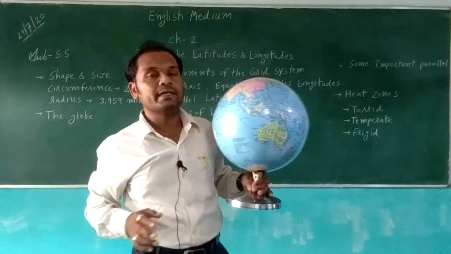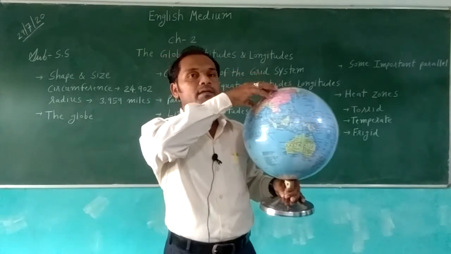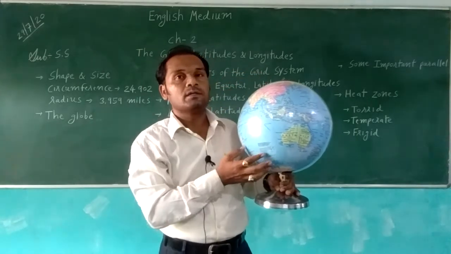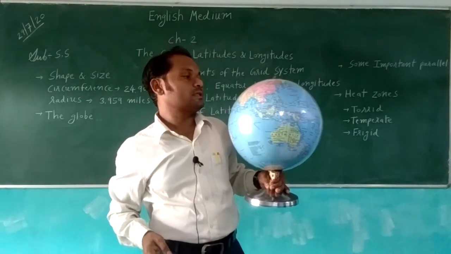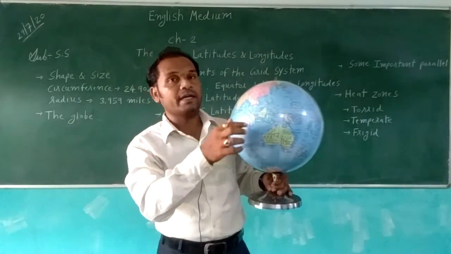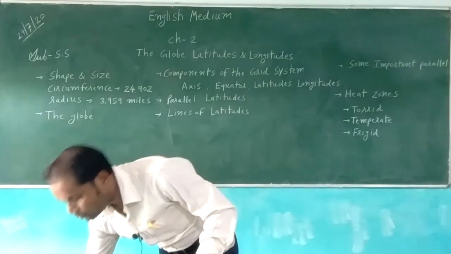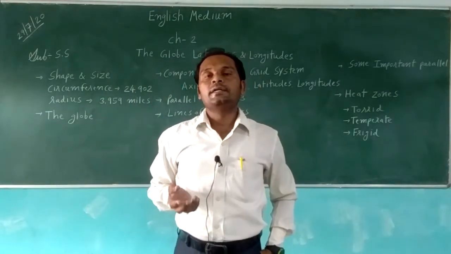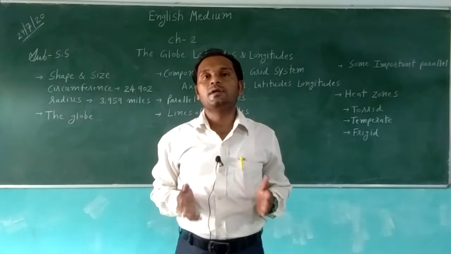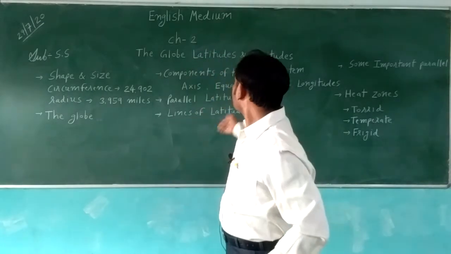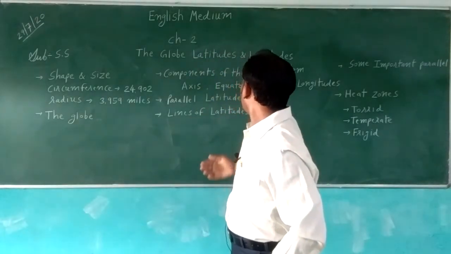The Earth is divided into an upper part and a lower part. Both are called hemispheres. The equator is the middle line. It is also an imaginary line passing around the Earth, and it divides the Earth into two equal parts. Then we will learn about latitudes now.